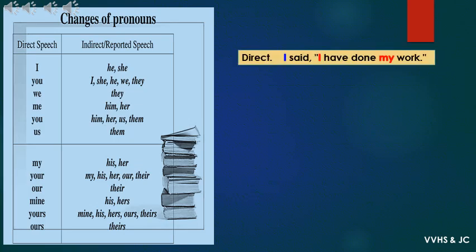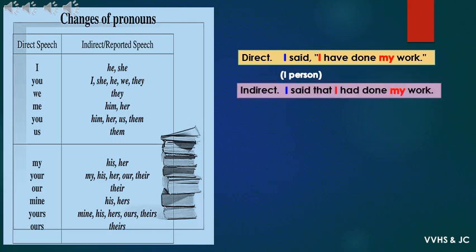I said, I have done my work. Now here I is in first person. So the indirect sentence will be, I said that I had done my work. So whenever there is I said, that is I in first person pronoun, there will be no change in the pronoun in the indirect speech.